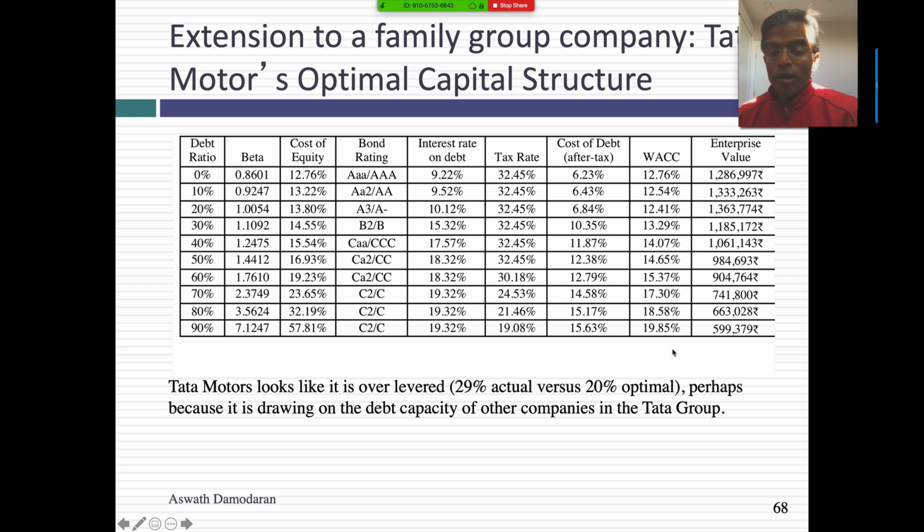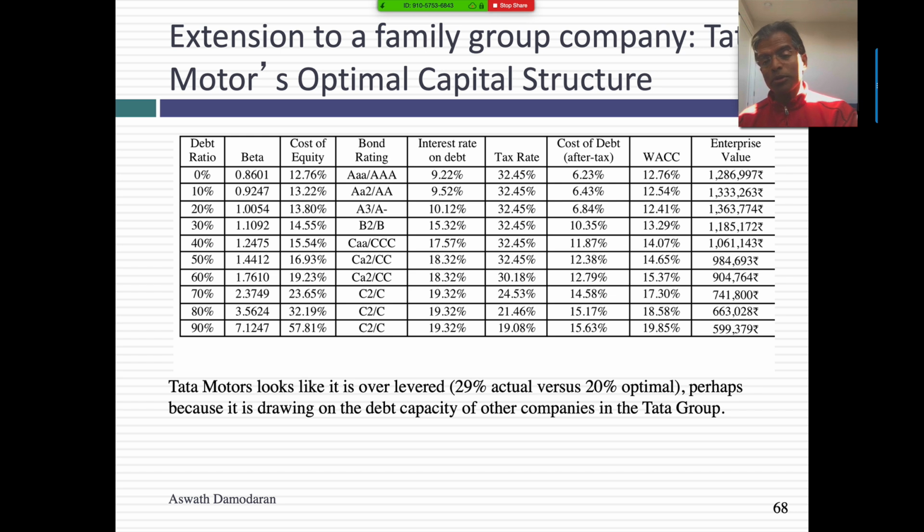The optimal debt ratio for Tata Motors, if you look at minimizing cost of capital, is 20% debt. They were actually at 29%. They had too much debt. Now, with the Tata Group, I actually did this optimal for Tata Motors, Tata Steel, and Tata Chemicals, and they were all over-levered. They had too much debt relative to their optimal. And then I did Tata Consulting Services, the largest and most successful of the Tata companies, and it was under-levered significantly. Its debt ratio was close to 0%.